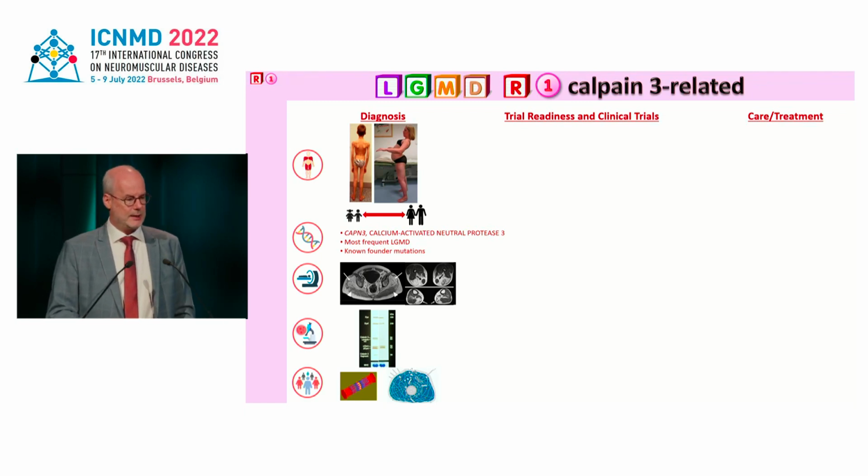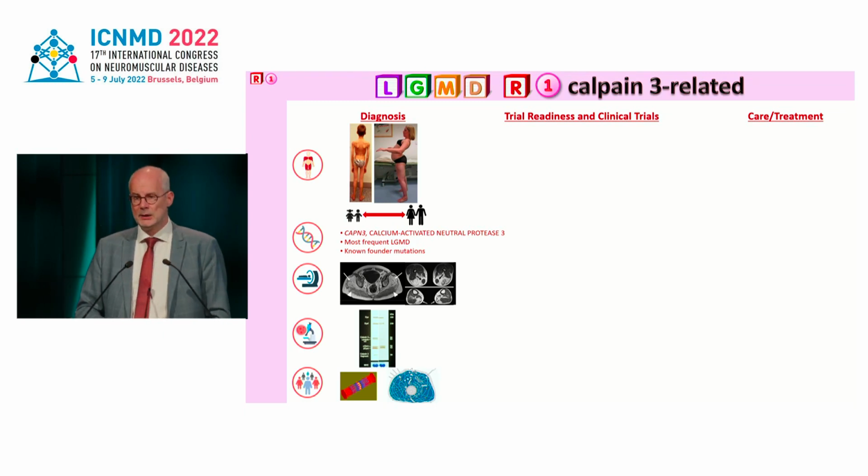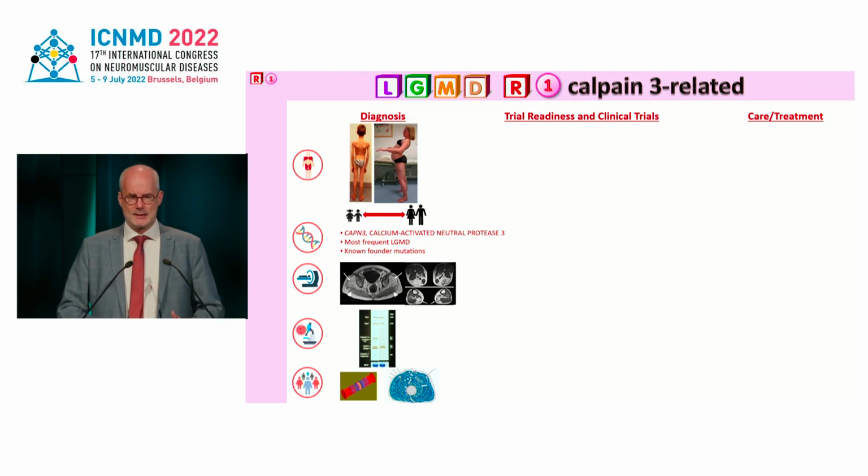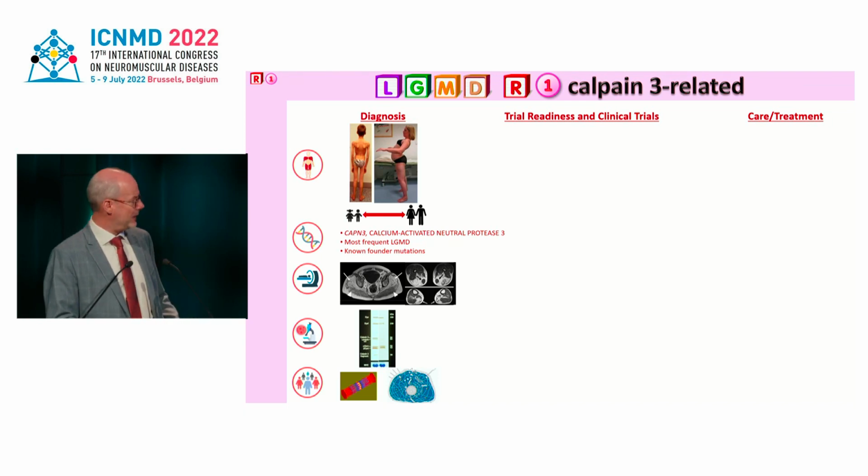The protein is a calcium-activated neutral protease. It's a cysteine protease, and it's probably responsible for remodeling also the cytoskeleton after damage. If it's not there, damage gets worse. The MRI is very typical.